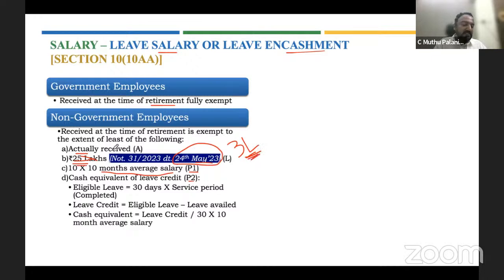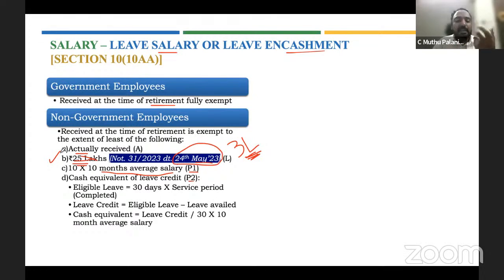It is not 3 lakhs, it is 25 lakhs. So what is available for you is 25 lakhs. So for your examination also, it's 25 lakhs only. It's not 3 lakhs. Earlier it was 3 lakhs. Now it is 25 lakhs. So which means it's an amendment. So 3 lakh has now become 25 lakhs, which means it's critical.